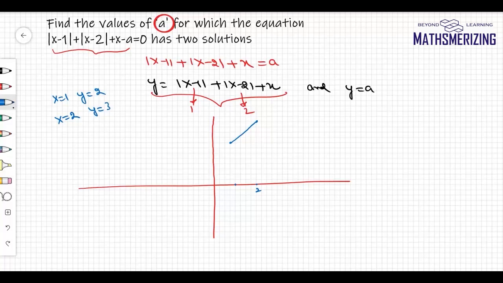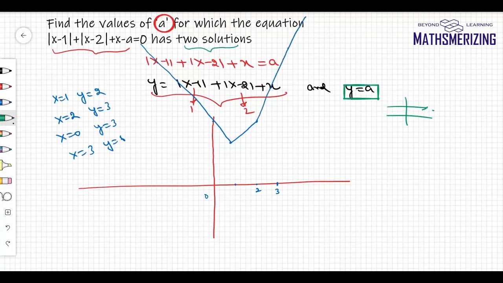Now, I'll take another point when x is less than 1. So maybe I'll take 0. So when x is 0, y is 3. So I'll draw this portion of a straight line. I'll take another point, which is x equals 3. y is 6, so I'll draw it.